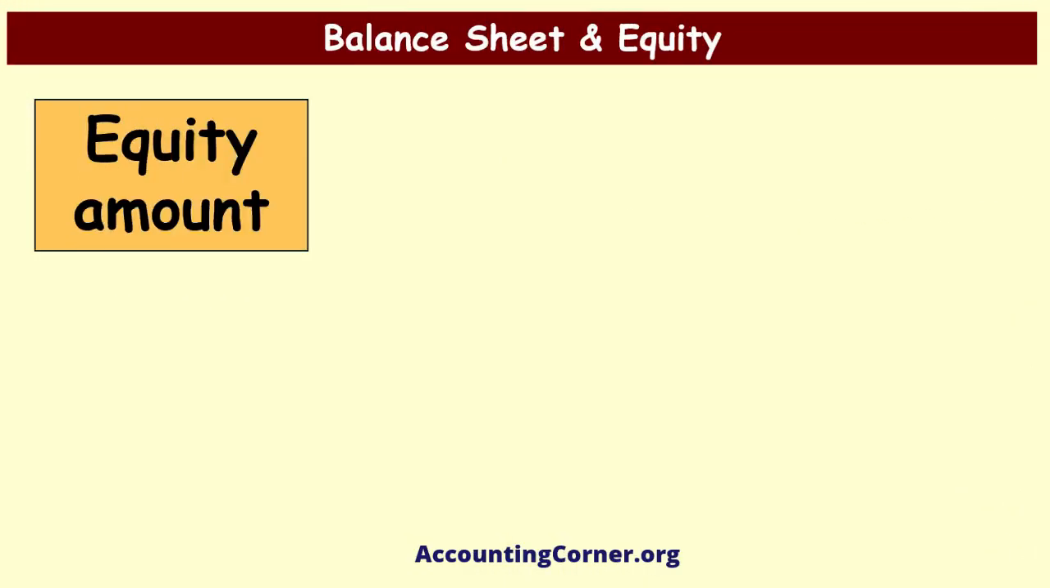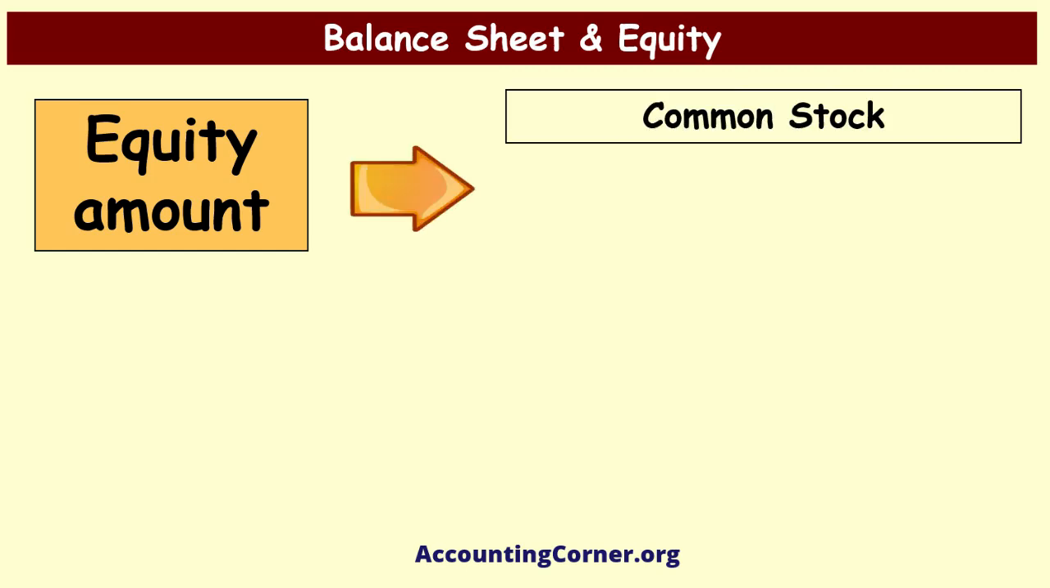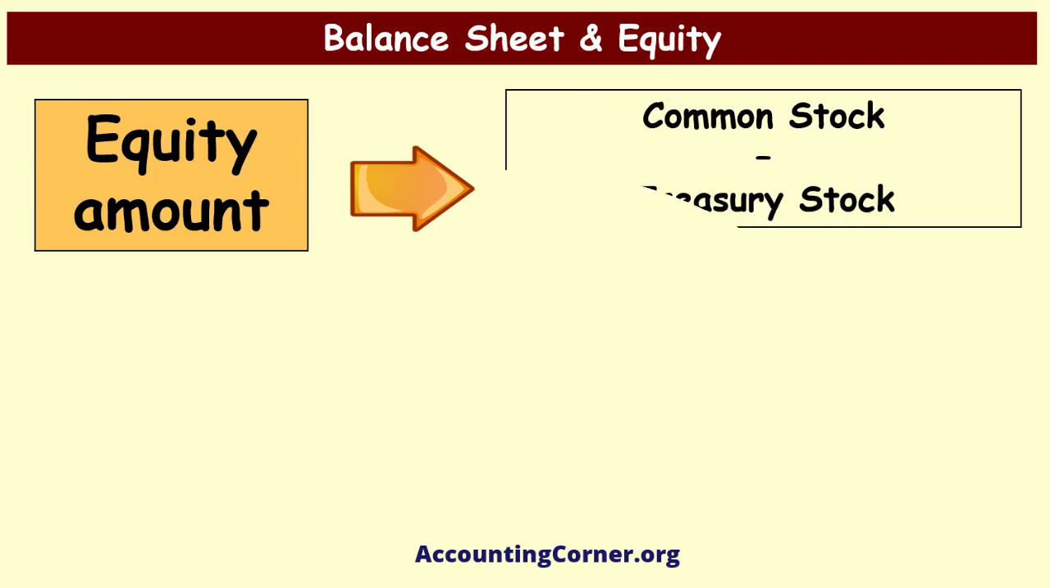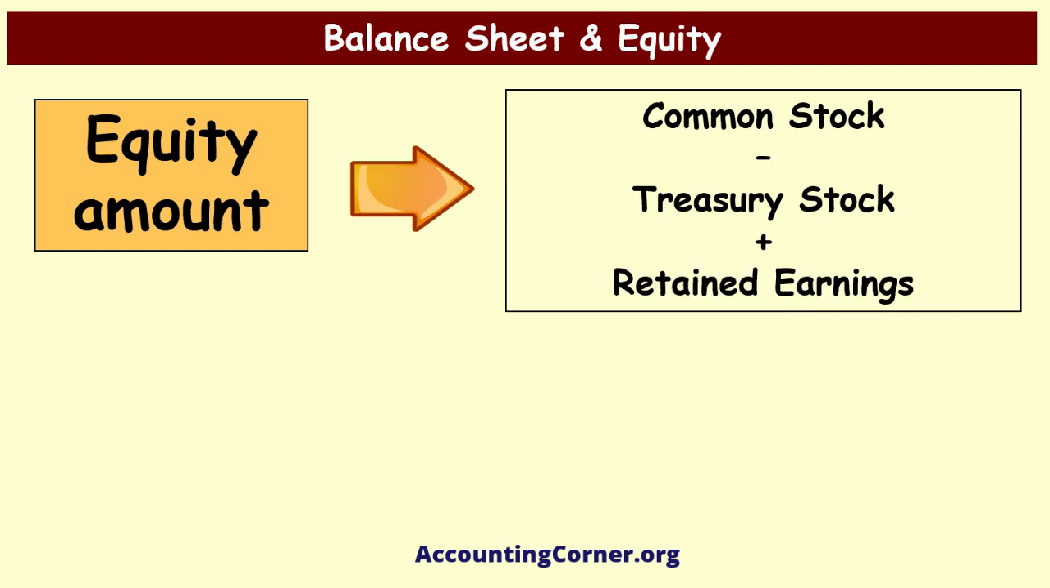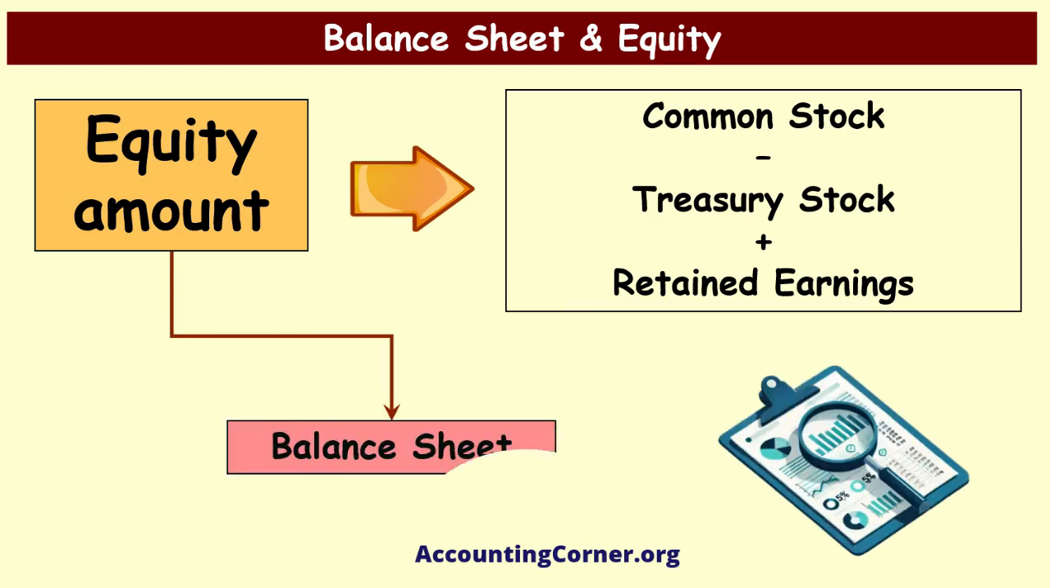We have analyzed all items. Now we can calculate equity amount. Common stock amount is added. Treasury stock amount is subtracted. Retained earnings amount is added. And we get equity amount to be presented on the balance sheet.